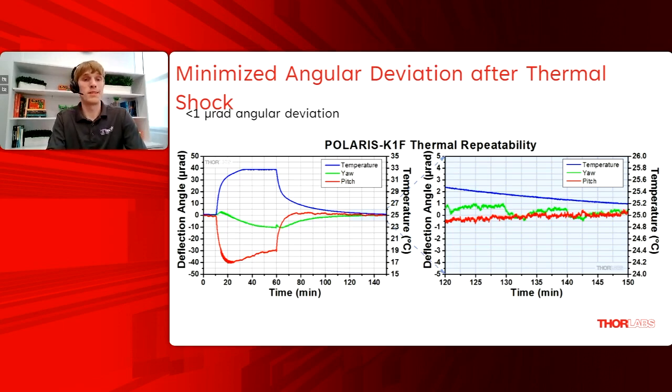Now, what does the outcome of all these design considerations look like? Here's an expanded view of that same thermal shock test shown earlier to exemplify how optical alignment can remain stable after a big temperature swing. You might recognize on the left the temperature in blue this time, and the change in deflection angle over that temperature change in green and red. And you'll note on the right-hand side, after about 2 hours, as the temperature returns to normal, the deflection angles measured with our Polaris mounts return to the original position within 1 microradian. So your optical alignment is secure.